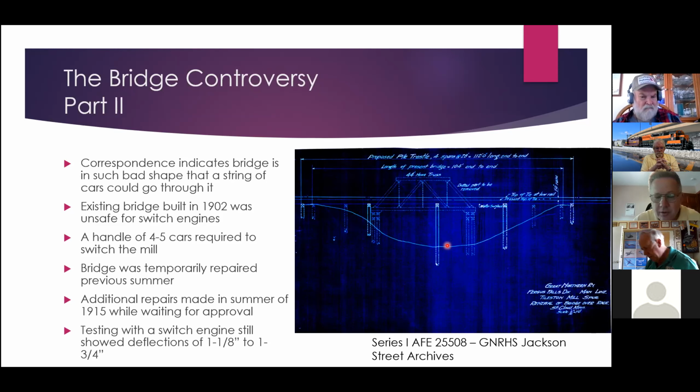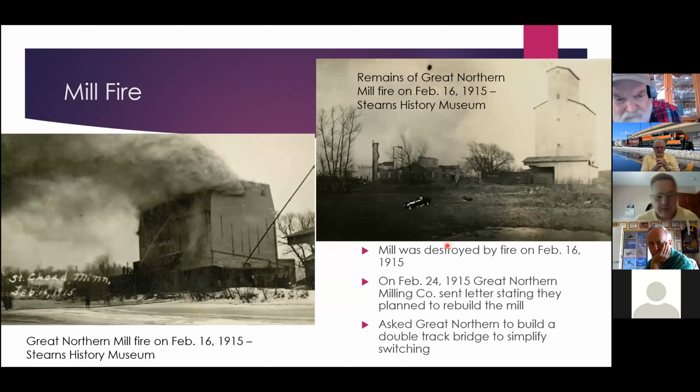So they went back to the canal and got initial agreement on a bridge design that they would deem acceptable. Of course, what happened then? In February of 1915, the mill caught on fire. And if you look right in here, there was not much left of it. Initially the railroad thought, well, that ends the issue about the bridge. But within just a week after the fire, the Great Northern Milling Company sent a letter stating that they planned to rebuild the mill and asked the GN to build a double track bridge to simplify switching.